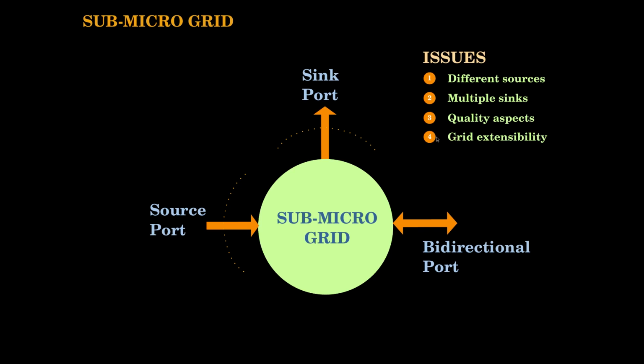Can we inject power into the grid at unity power factor? Can we draw power from the grid at unity power factor? And extensibility of this sub-microgrid. If there is not much load requirement in my building, and let us say a neighboring building needs power, can you transfer some amount of power from this building to the other building? These are extensibility issues that will come in.